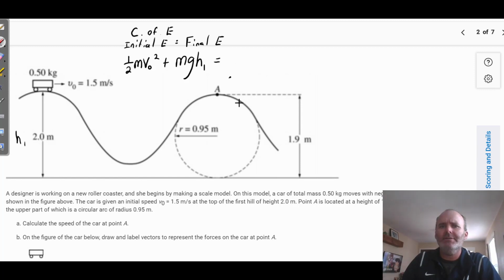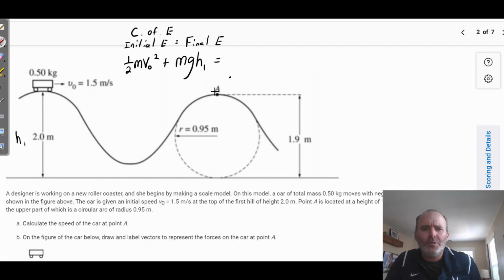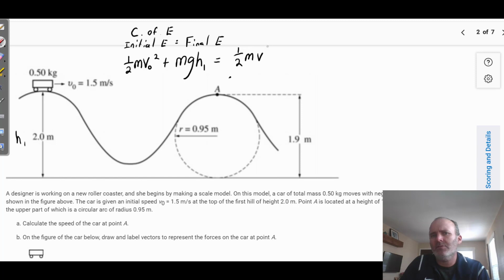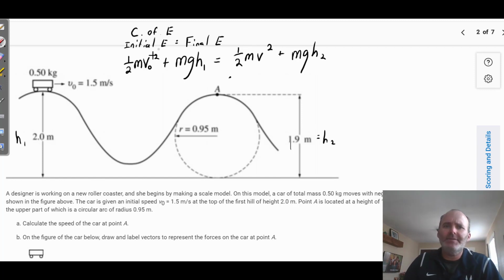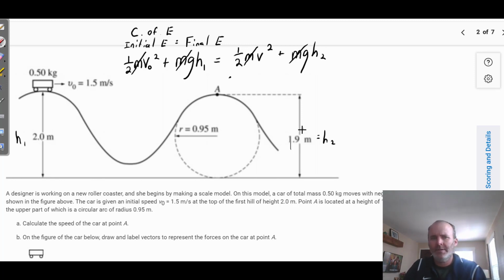Okay, the final energy. Now, we're looking for the final speed at A. We're looking for what is the speed right here. So if it has a speed, we know it's going to have a velocity, and it has a height here, so it has a potential energy. So we're going to say mgh2. Okay, this is kind of cool. Mass isn't everything, so it turns out mass of the roller coaster doesn't even matter. So I'm trying to solve for v here.